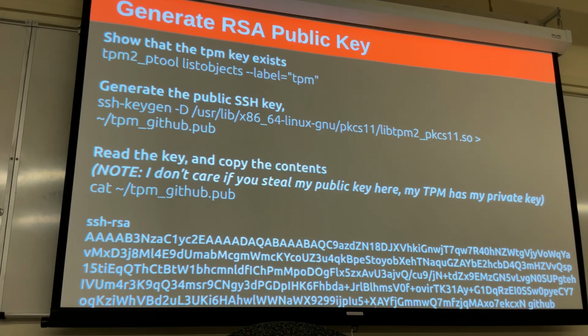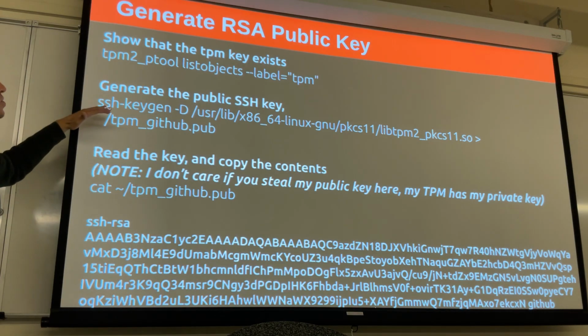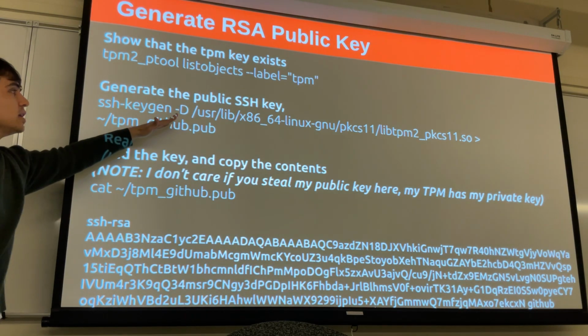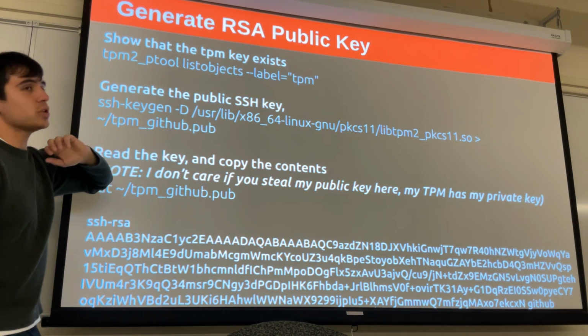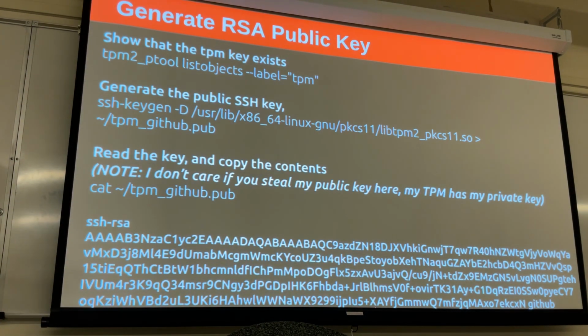So you can show that the TPM key exists by doing this now, tpm2_ptool list objects. It'll show that it exists. So, okay, at this point, you haven't generated the key pair. You've only generated a private key, an RSA key, inside the TPM. Now you want to make a public key, so you'll do ssh-keygen -D, and that's going to use the shared object to actually make sure that it's a public key pair for your TPM.